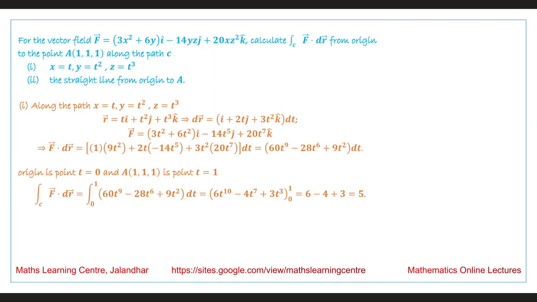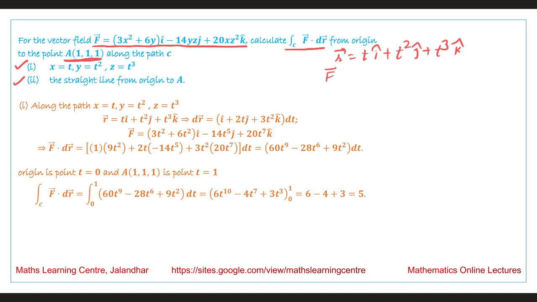Now the next question we have is, this vector field is given to us. Calculate the value of this integral from the origin to the point (1, 1, 1) along the path C. The first case is the first path that is given to us: x is equal to t, y is equal to t square and z is equal to t cube. So along this first path, the value of r vector is equal to t i cap plus t square j cap plus t cube k cap.